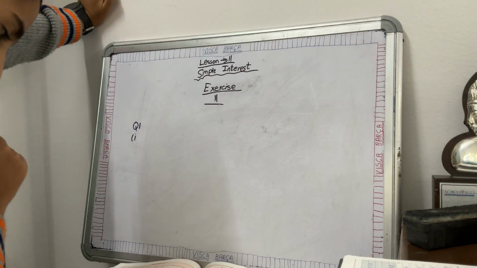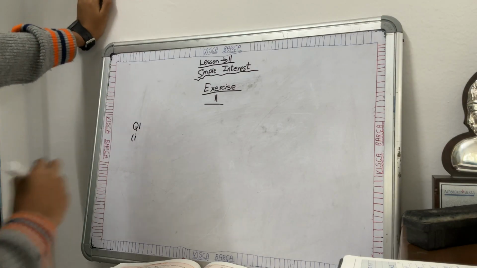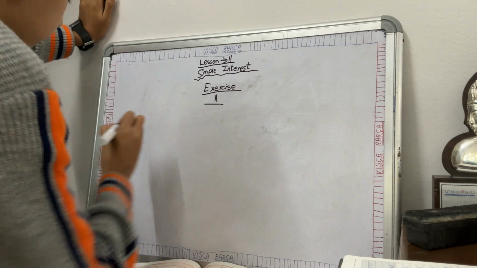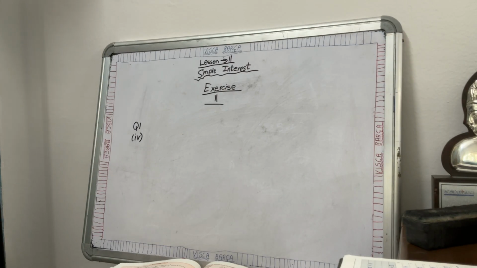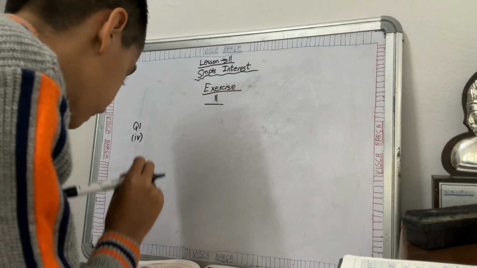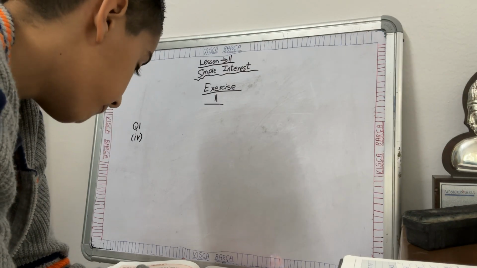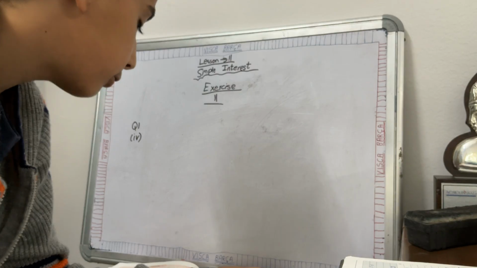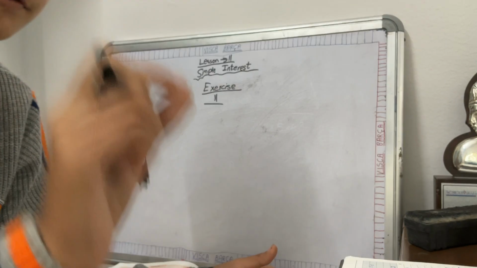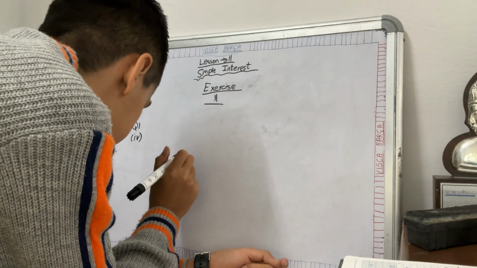Now I'll do the fourth one. So 2 and 3 are homework. So the fourth one: 3,380 for 30 months at 4 1/2% per annum. Now we'll note down the given things.